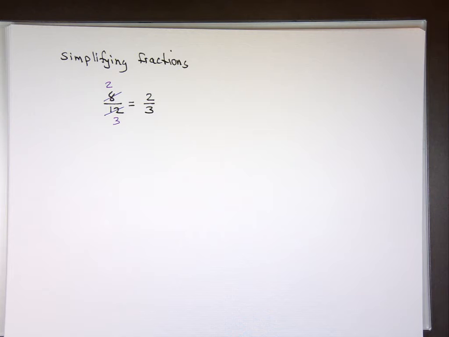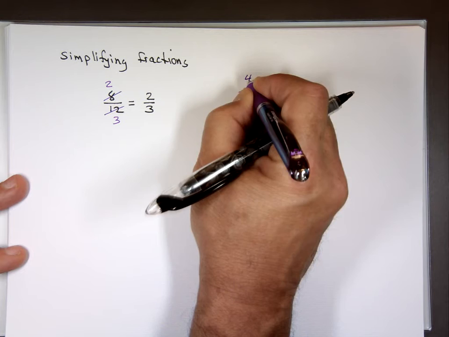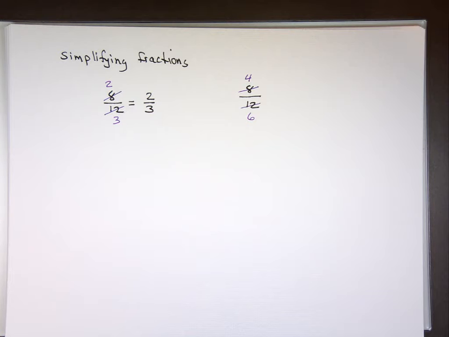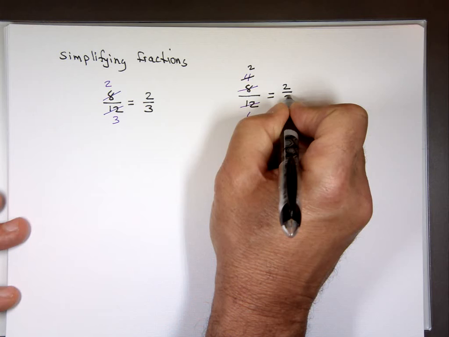What happens if you didn't see the 4? You said, oh, I can divide them by 2. If you divide the 8 by 2, what are you going to have? 4, and this is what? 6. If you write that answer, they will mark it wrong. Why? Because you have to simplify completely. And this is not complete. I can still divide the 4 and 6. I can divide them by 2. By 2, this is 2. By 2, this is 3. My final answer is 2/3. So when they say simplify a fraction, make sure you simplify it completely.